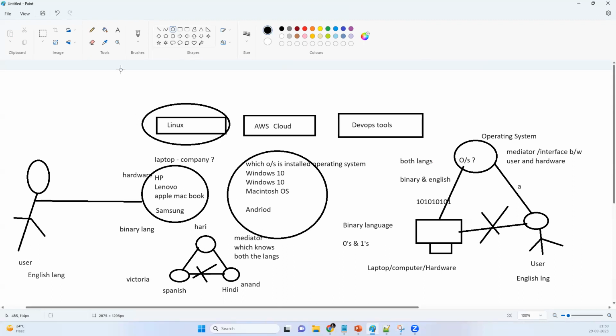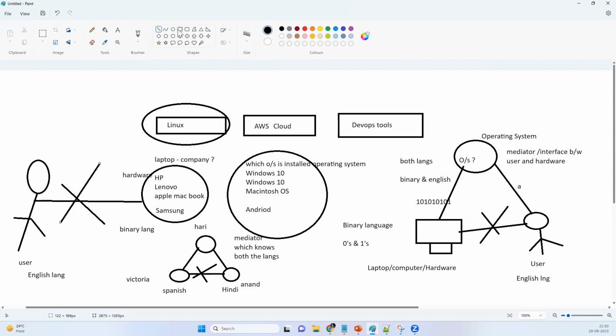Hardware cannot communicate directly with the user, and the user cannot communicate directly with the hardware. Definitely we need a mediator. That mediator is nothing but an operating system.